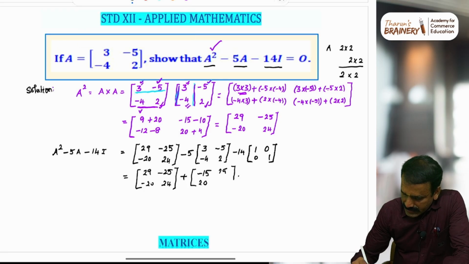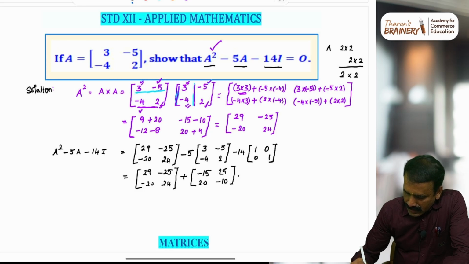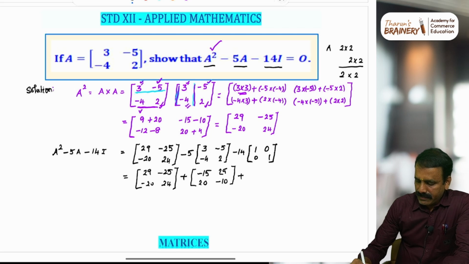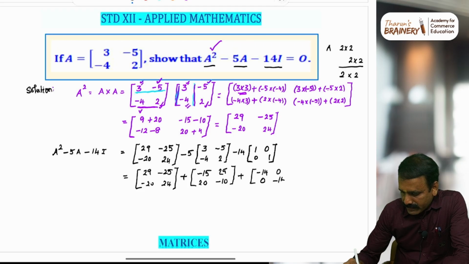So this is minus 10. And I multiply this minus 14 inside. So what are you going to get? Minus 14 multiplied with 1 is minus 14. Minus 14 multiplied with 0 is 0. Minus 14 multiplied with 0 is 0. Minus 14 into 1, minus 14.